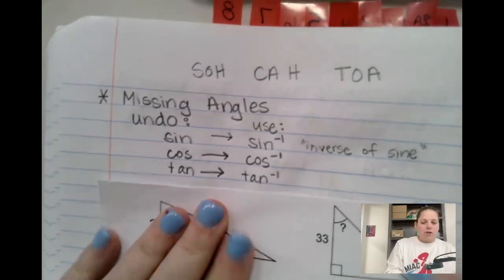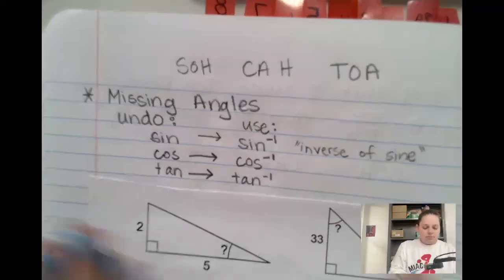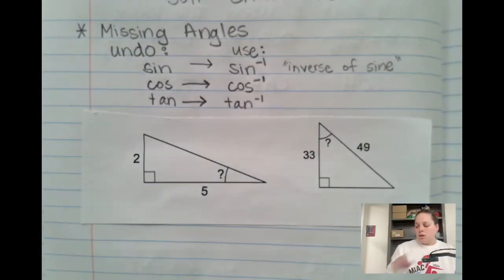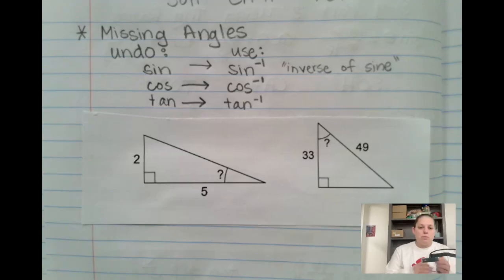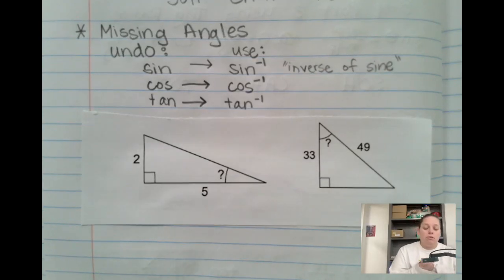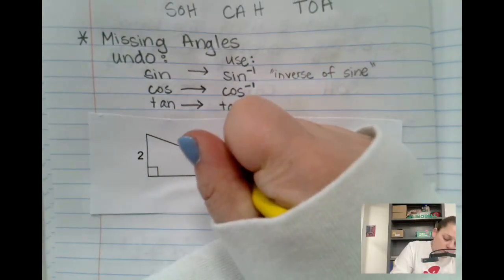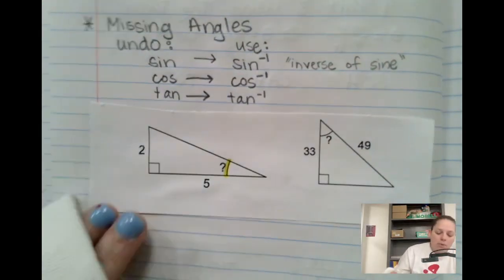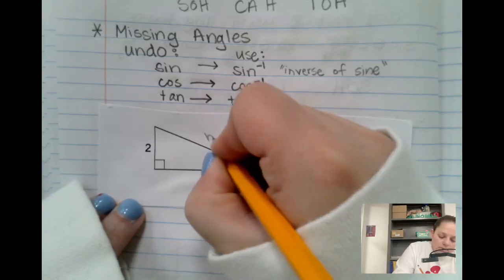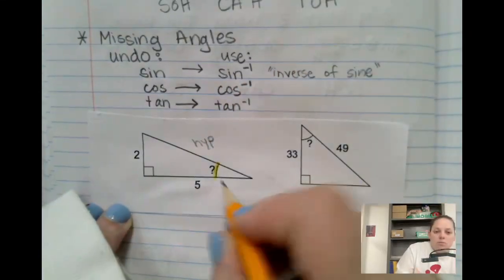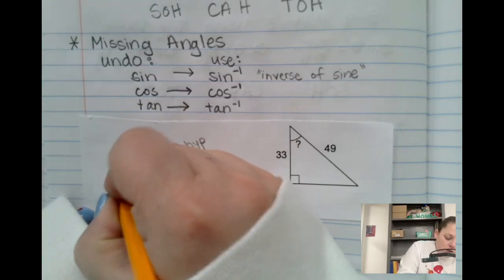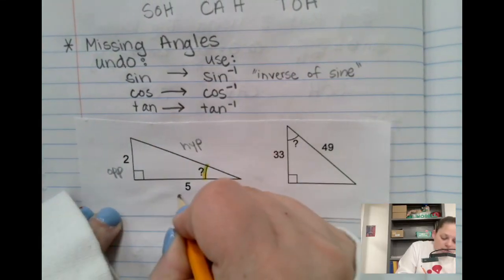I find this part actually easier than the other part, but you might disagree with me. As we take a look at this first one, we always take a look at that reference angle first. So our reference angle is this question mark. My hypotenuse is across from the 90. My opposite is across from the question mark. Remember, across means not touching. And then my adjacent is touching.